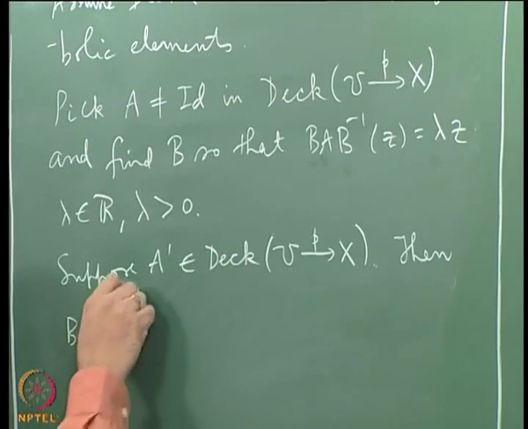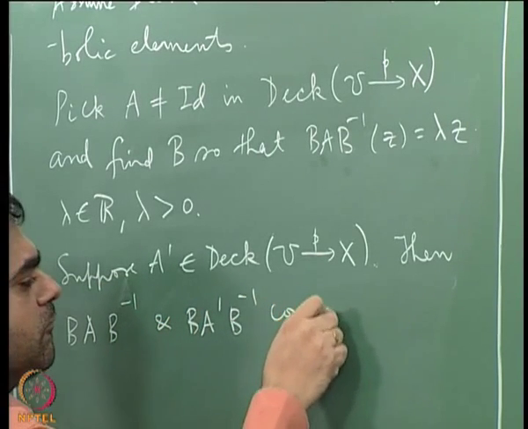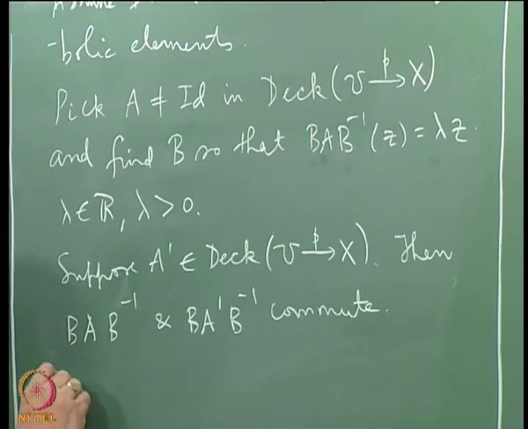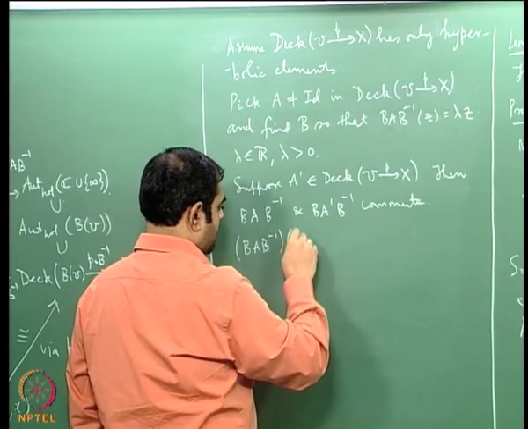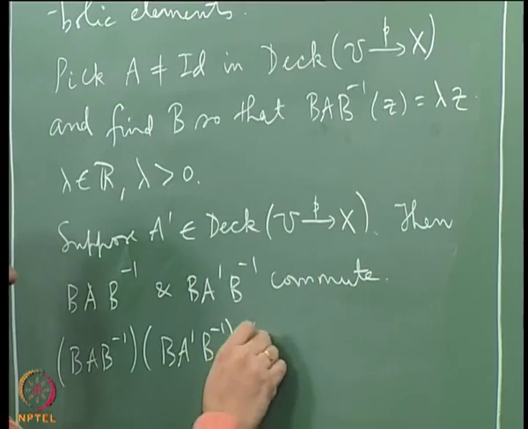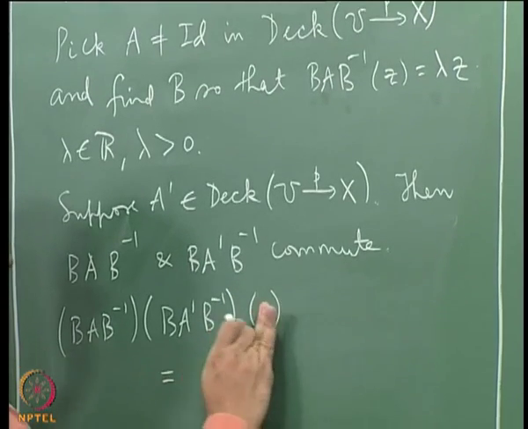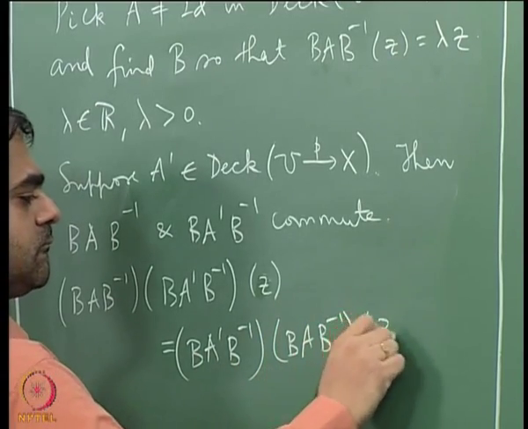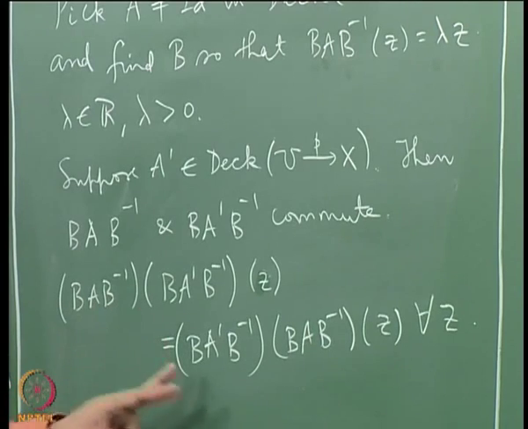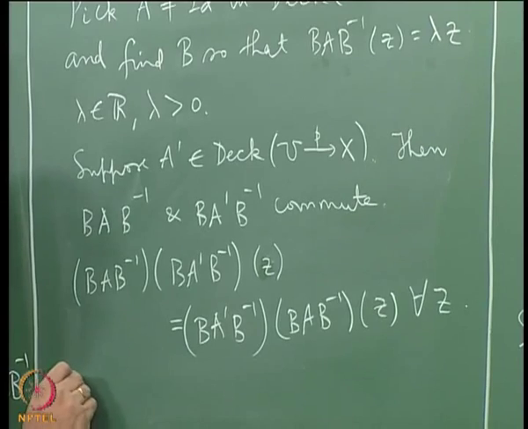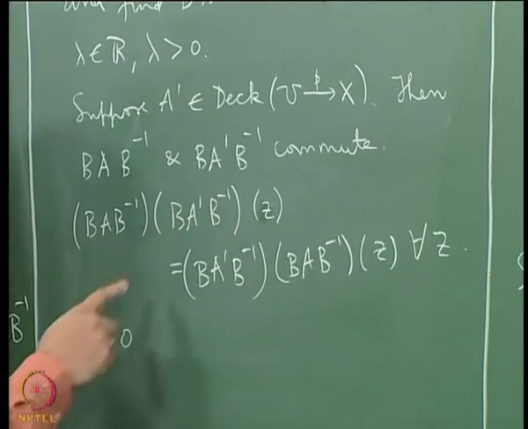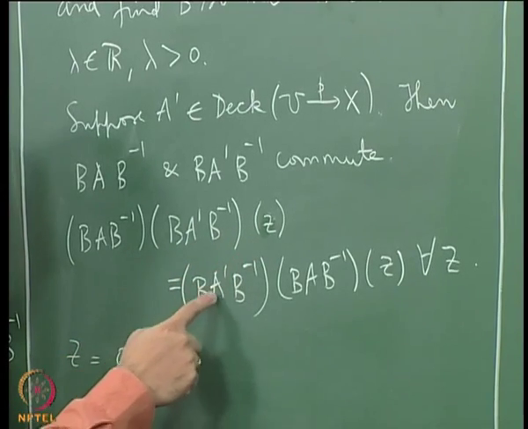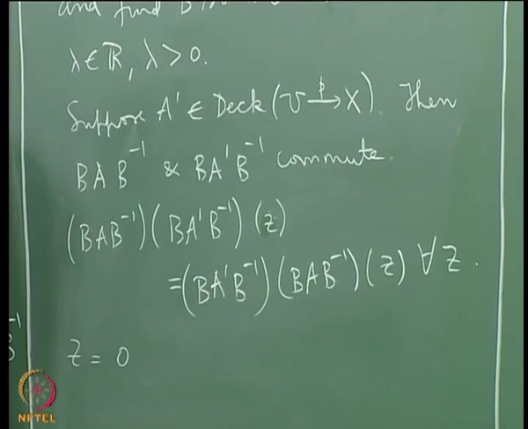B A B inverse and B A prime B inverse commute, okay. We have seen that this is true because A and A prime commute, alright. I am just writing the commutativity out, okay. If you look at B A B inverse of B A prime B inverse of Z, and I put Z equal to 0, what I will get is B A B inverse of B A prime B inverse of 0 is equal to B A prime B inverse of 0, because B A B inverse of 0 is 0, okay, alright.